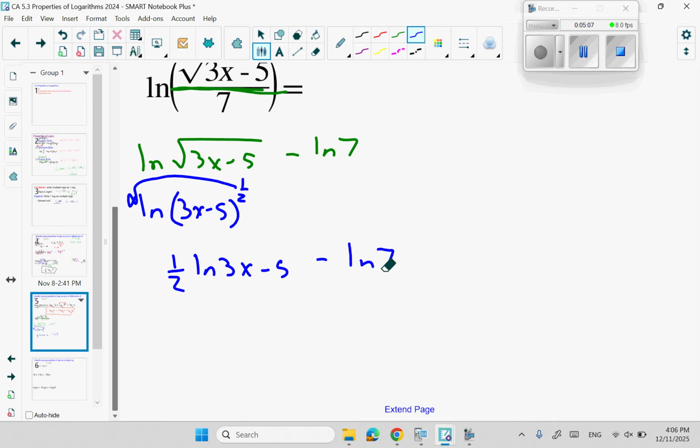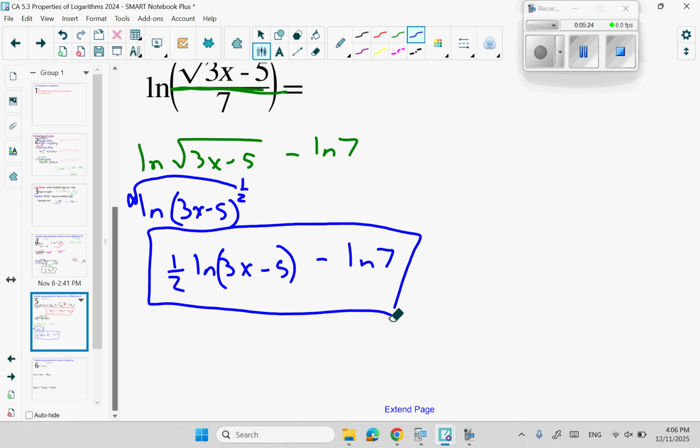Now, some people might see this 3x and say that's multiplying. However, 3x minus 5 is all one factor. So I don't have just multiplying or dividing in there, I have that subtraction. So I have to just leave it as is. There's no more I can break that down. If it was just 3x, I could do 1/2 natural log of 3 plus 1/2 natural log of x. The 1/2 would follow with both of those. But because I have this minus 5, I cannot do that.